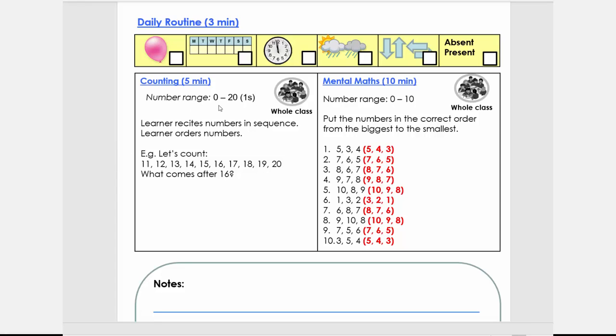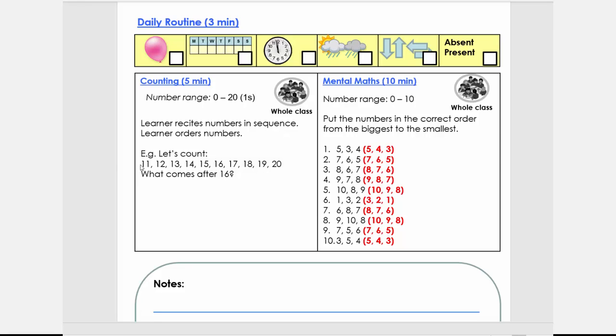The counting activity, we're going to work between the number range 0 and 20 with the focus on 11 to 20. Again, we've got certain steps to follow. We're first going to do it with objects, concrete objects. Then you can use our counting library. You can visit then SA Teacher eStore.